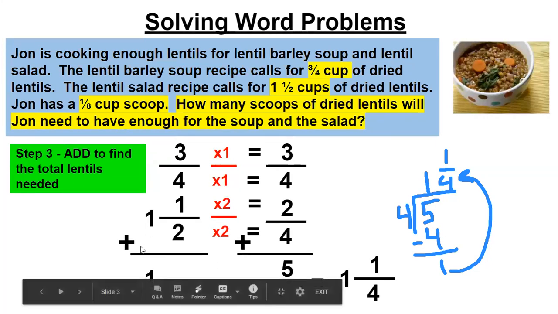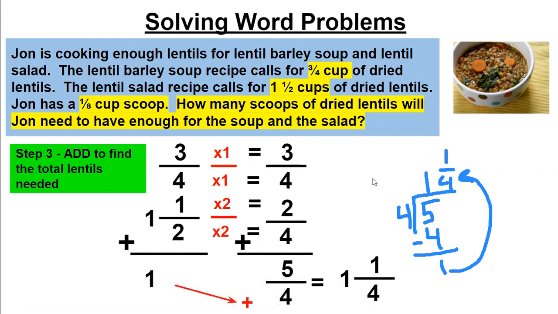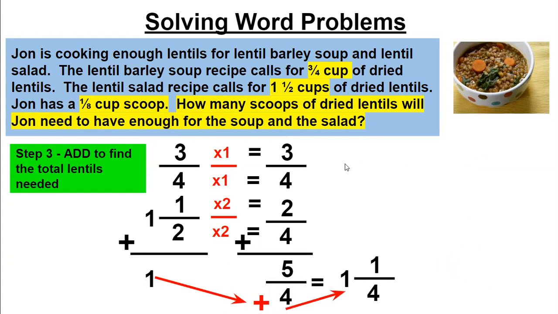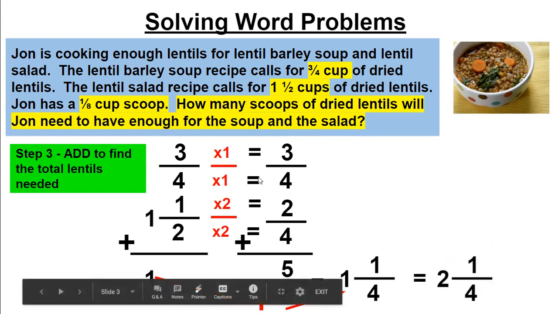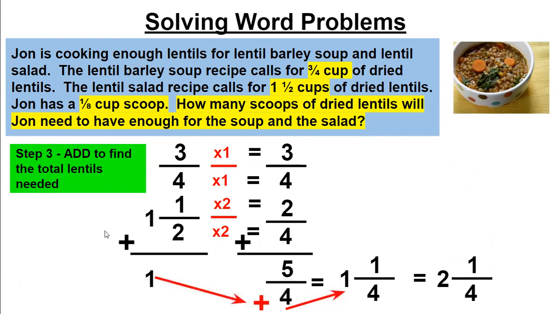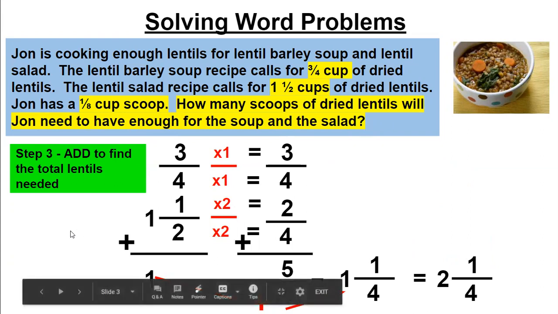So 1 plus nothing else over here is 1 whole number. But now I've got to combine the 1 plus the other 1. That's a whole number, right? So 1 plus 1 is 2, right? And then the 1/4 comes along. So the final answer for the first part of the word problem is he needs 2 1/4 cups of lentils. Okay? That's how many total lentils he needs.